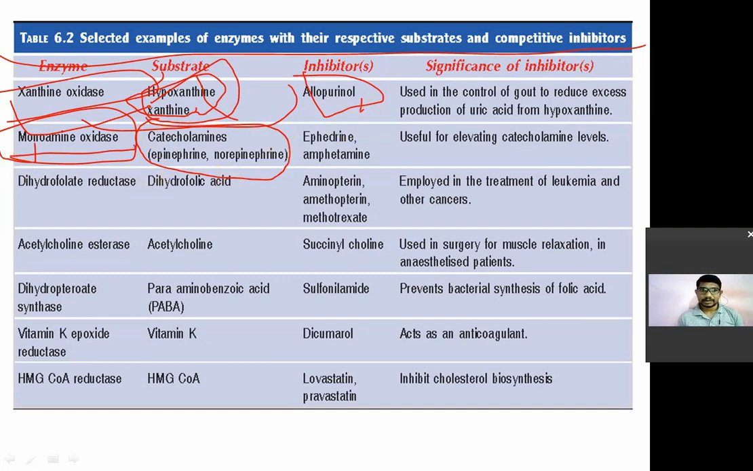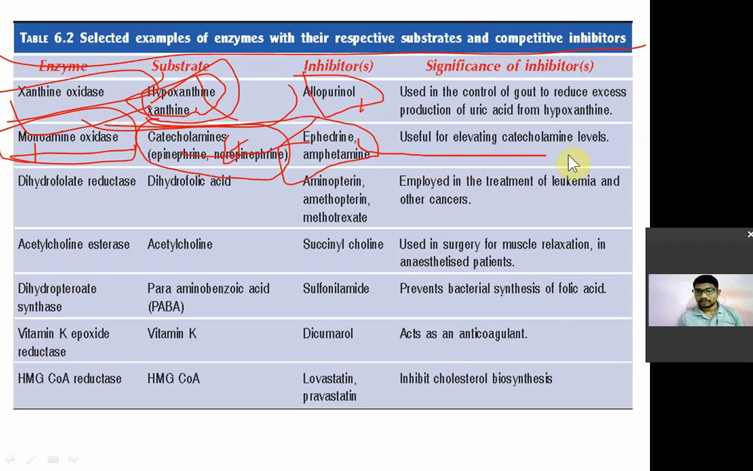Now what happens? The level of catecholamine is decreased in case of depression. तो कोई डिप्रेशन में होता है तो ये लेवल उसका कम हो जाता है. So in that case, monoamine oxidase inhibitors, they are used. They are used as a mood elevator or antidepressants. So for example, ephedrine, amphetamine, they will inhibit the monoamine oxidase and prevent the metabolism of these catecholamines.